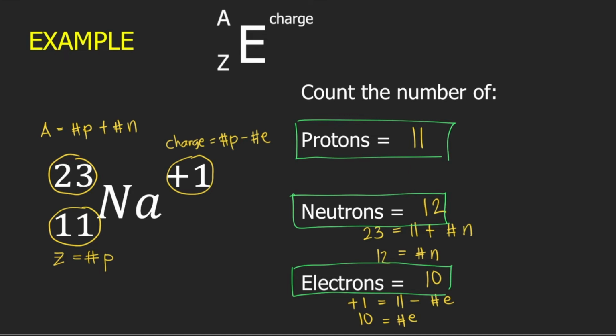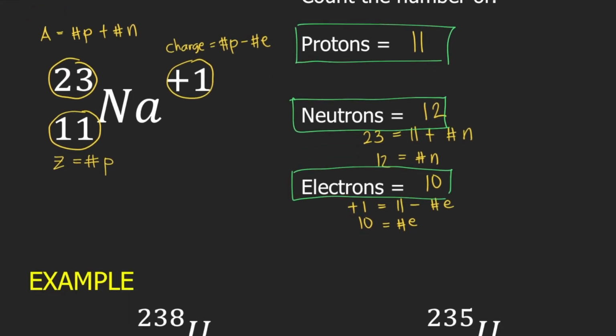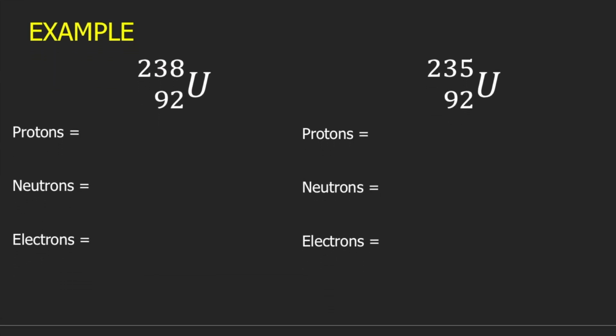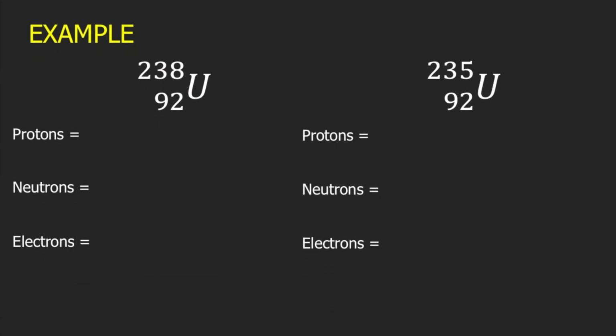So I hope you understood the calculation. It's just simple arithmetic. Okay, now let's move on to our next example. It's quite similar to the previous one. So this time we are given two isotope notations and we are asked to solve again for the protons, neutrons, and electrons. So for the first one, let's do the left side first.